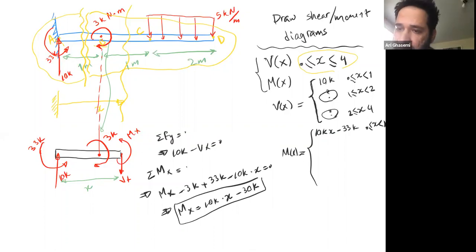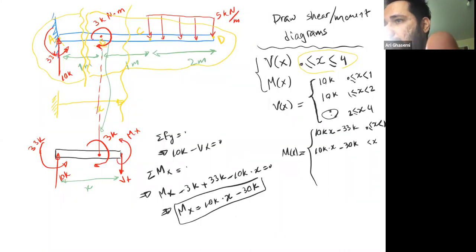So let's put it here in our table, in our equations. The shear load, I'm going to put it here, 10K between 1 and 2. You see, 10K positive. What about moment? The moment is going to be 10K times X, just like above, but you have a negative 30K instead of 33K. This is between 1 and 2. So between 1 and 2, you have 10K X minus 30K for moment, and the shear load is 10K, okay?